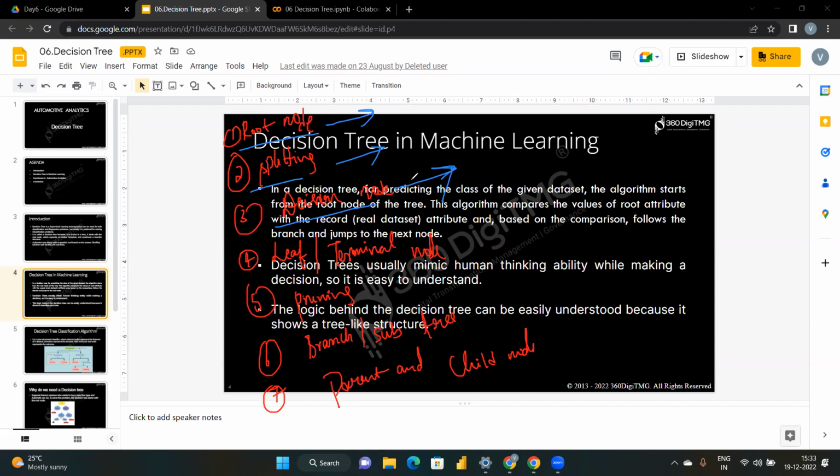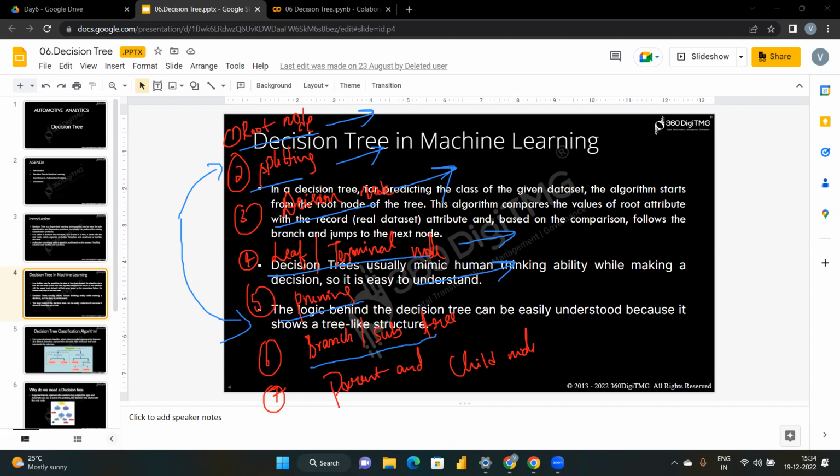Next is the leaf or terminal node. Nodes which do not split are called leaf or terminal nodes. And the next thing we have is pruning. When we remove the subnodes of a decision node, this is called pruning. You can say it is the opposite process of splitting.